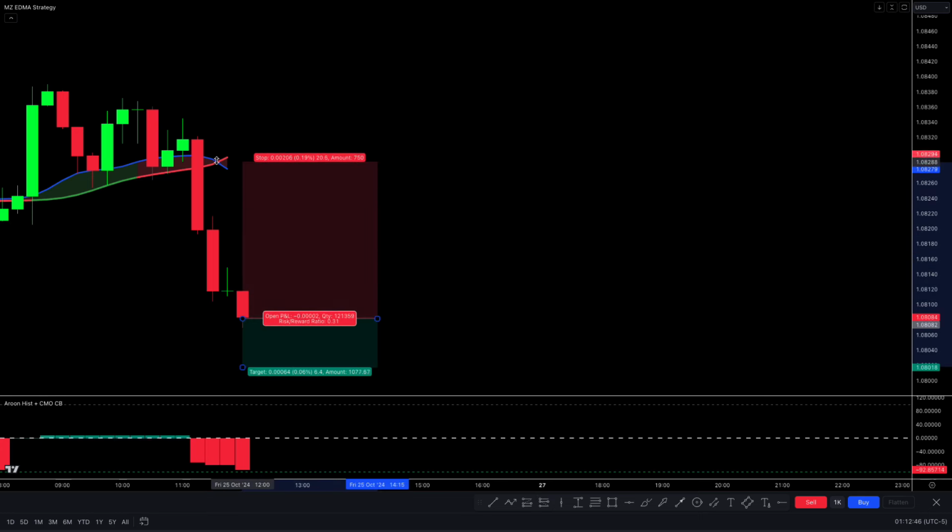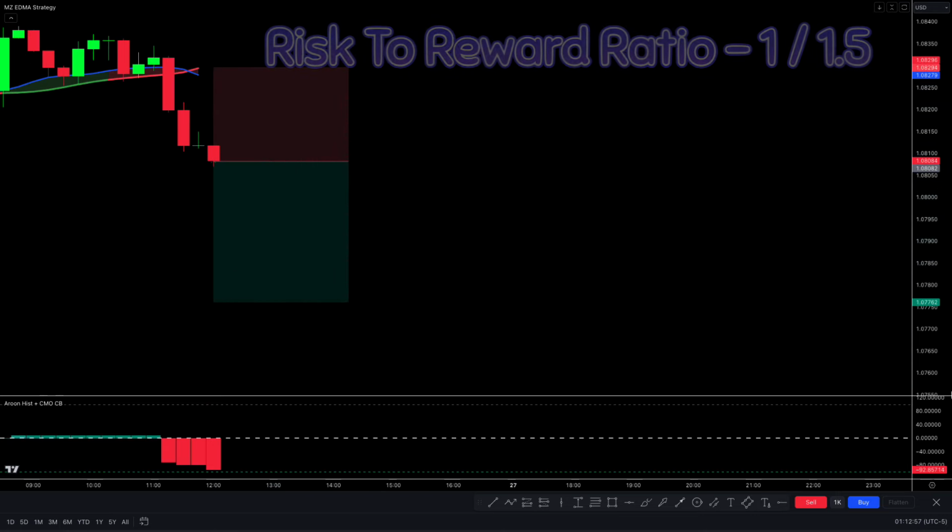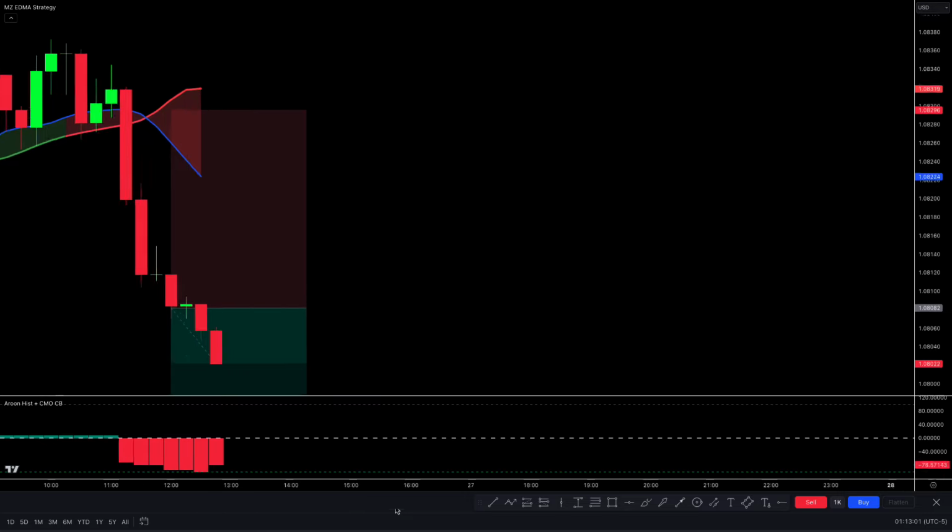And our stop loss is to be placed above the upper line. And the risk to reward ratio will be 1:1.5. How does this trade play out?